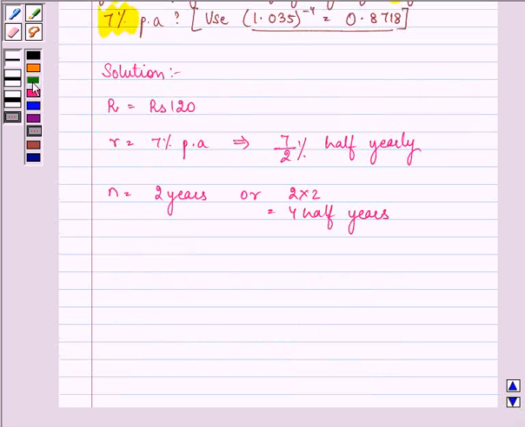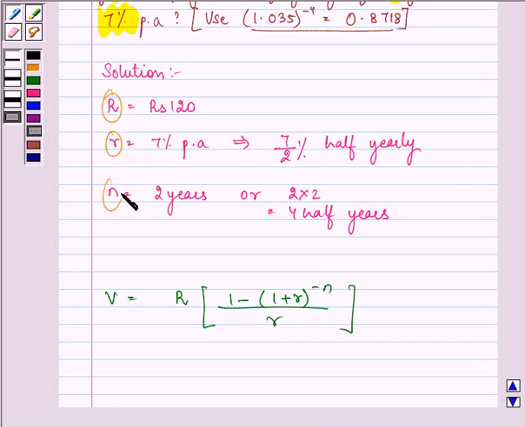We need to find out its value, the value of this annuity. It will be R bracket 1 minus 1 plus R raised to the power minus N upon R. This is the formula that we are required to follow. We just need to substitute the value of these three in this formula.